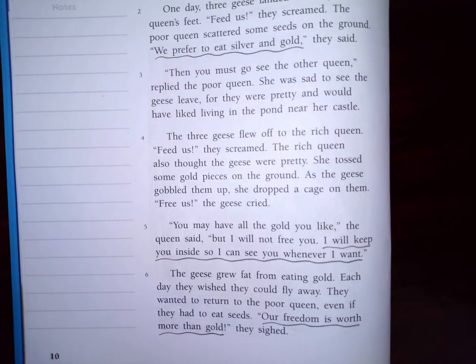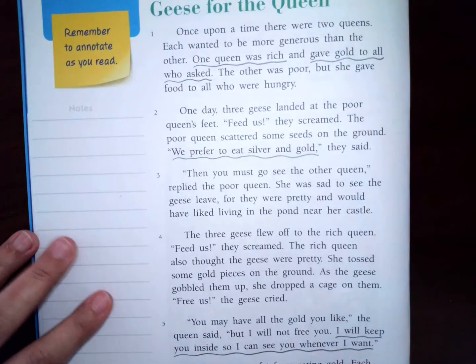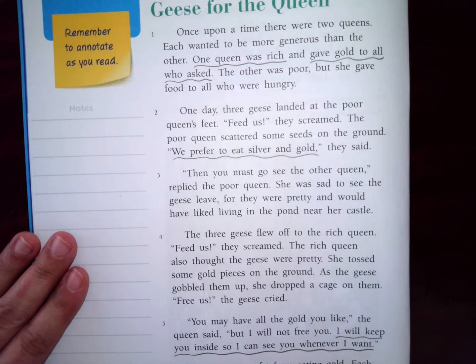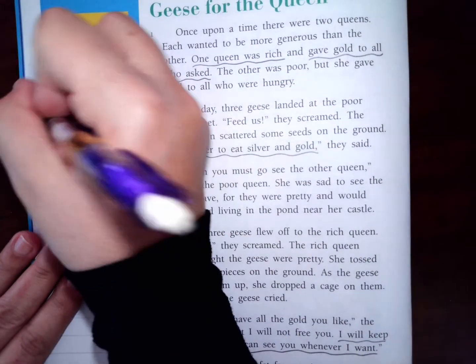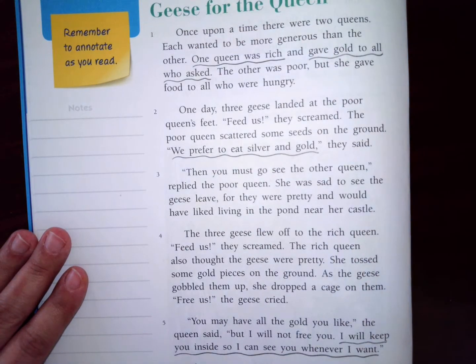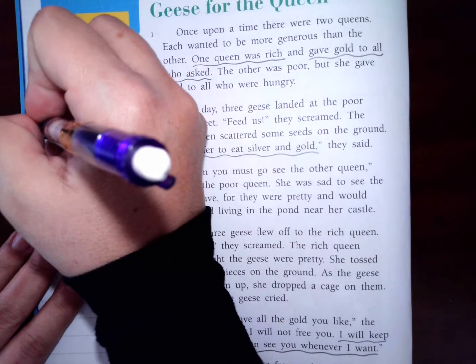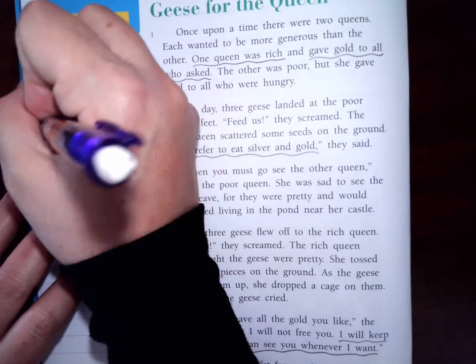So now what we're going to do is I'm going to have you do a little writing here in the margin. I'll give you a sentence starter to start, but I want you to tell me, why did the geese wish they stayed with the poor queen? Now you're going to use what we underlined down here at the bottom, but now I want you to write it. So here's your sentence starter.